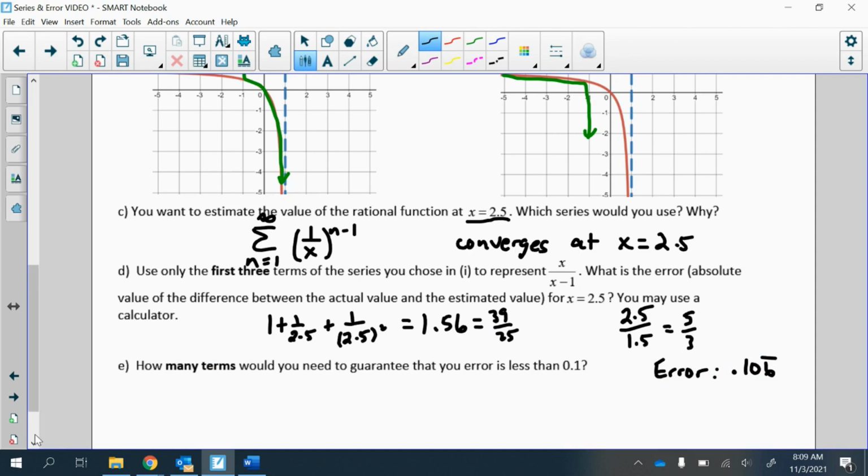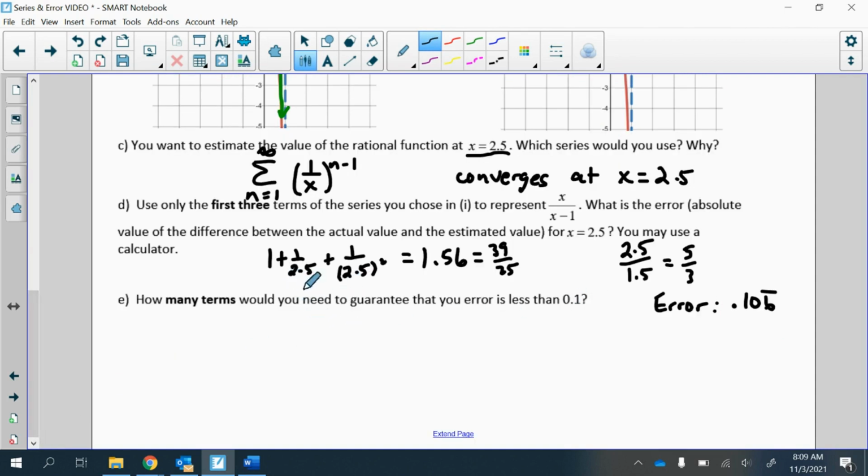How many terms would I need to guarantee my error is less than 0.1? If I just add one more term, so I take this and I add 1 over 2.5 to the third, then what happens is my error now ends up being, oh, sorry, this was 1.6 repeating. I think I might have said 1.3 repeating, but 5/3 is 1.6 repeating. So the error then is 0.0426, which is less than 0.1. So that's wonderful. So if I have any more than 4 terms, I have a very small error.